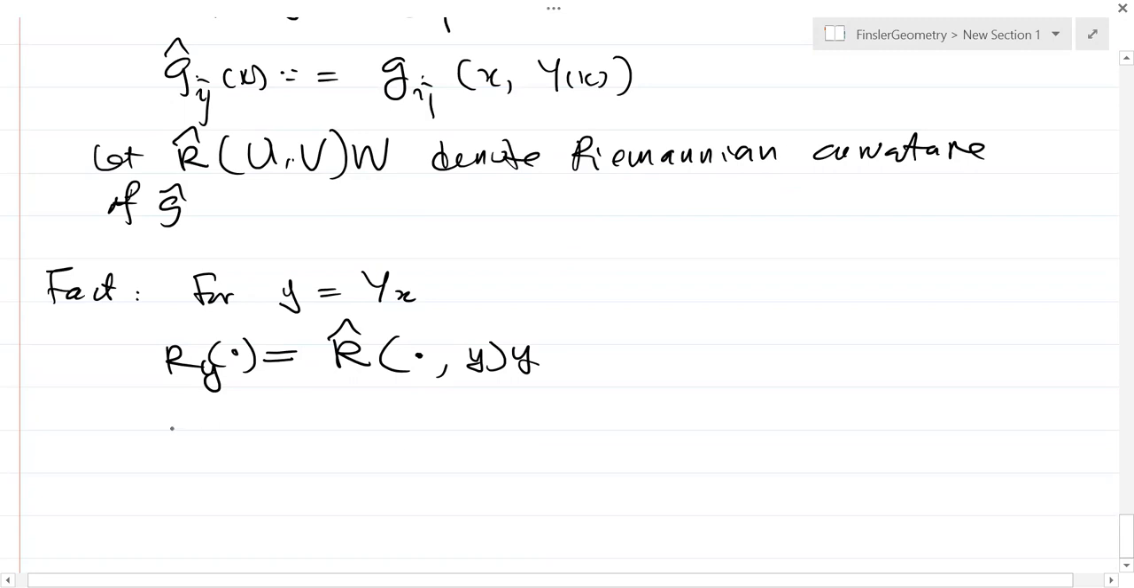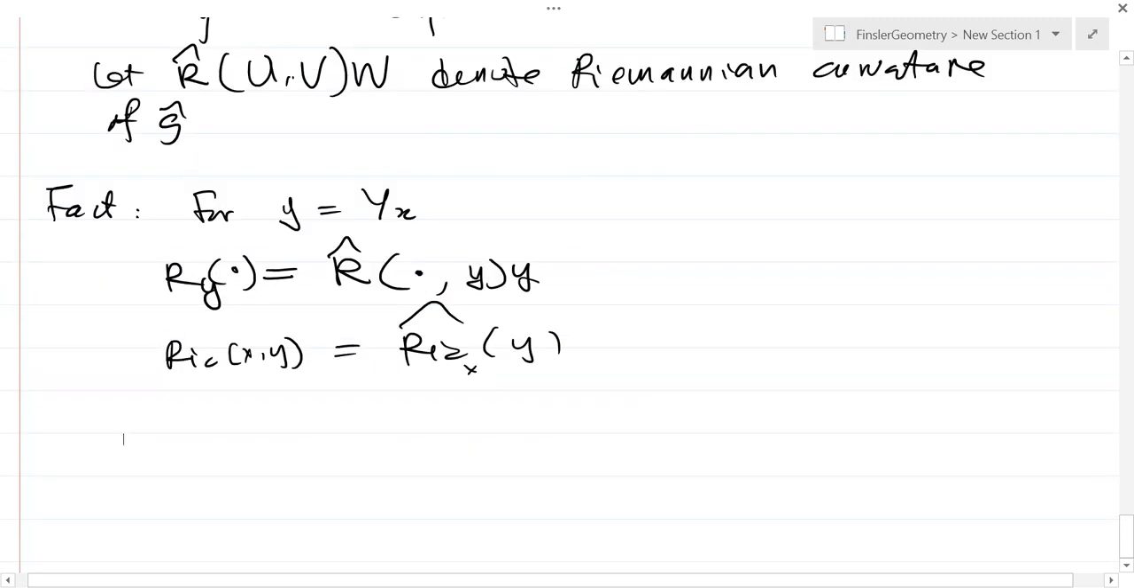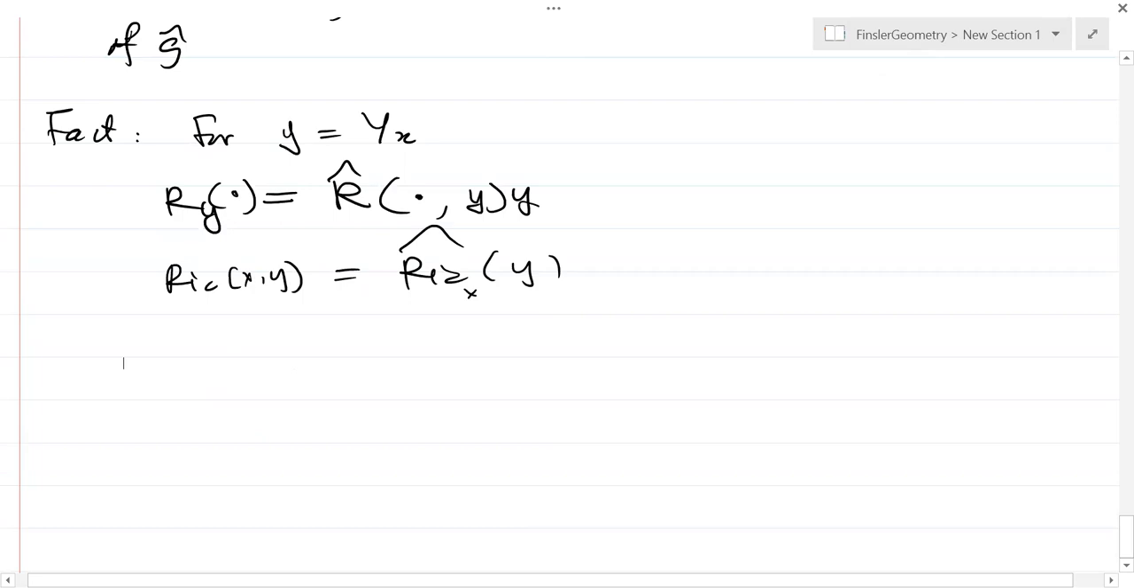And similarly, the Ricci curvature is just the trace, and this is the corresponding Ricci curvature in the direction of Y. And I will put X here. So this is an important observation we made before. Now I'm gradually trying to understand the Laplacian and the relation between the Laplacian and the Ricci curvature. I'm going to discuss that relationship using the Riemannian setting, then we can easily get some estimates.